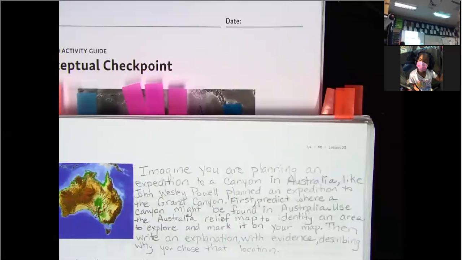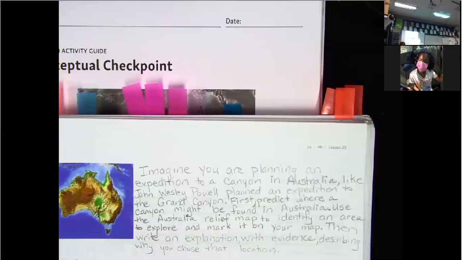So you're going to need a colored pencil. I don't care what color. Listen to me before you move. You're going to mark on your map with a colored pencil where the canyon is. Now hear me out for the rest of this. Then write an explanation, all those lines underneath that. Because right after I explain this, someone asks me, what do I write on the lines?